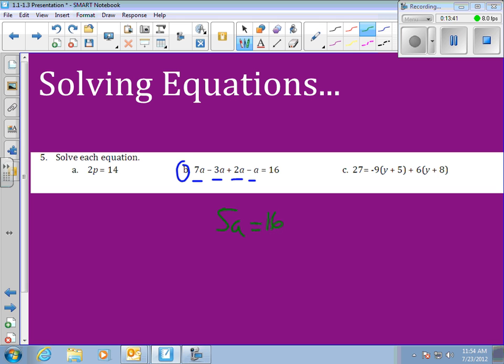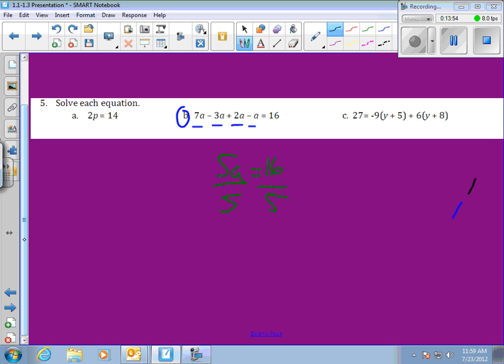Now, it's 5 times a. We want to get rid of the 5. The opposite of multiplying 5 times a would be dividing by 5. So I'm going to divide both sides by 5 here. 5 divided by 5 is 1, so this becomes 1a, or just a, equals 5 goes into 16 3 times, with 1 left over, that's 1/5, or 0.2. So a equals 3.2 is our answer.